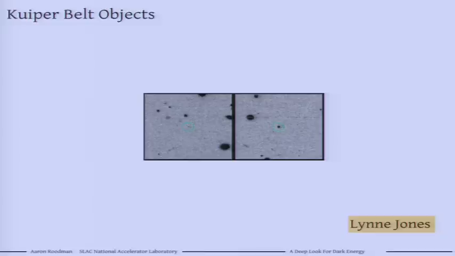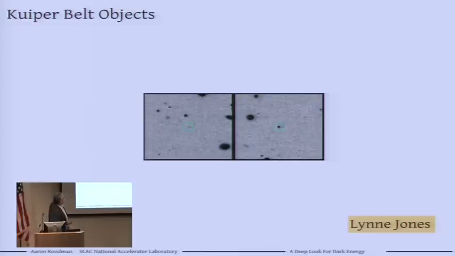Here's another type of object. So here are solar system objects. These are Kuiper belt objects. And so if you look at, I think these are two different ones, but this little dot you can see is moving across the sky. The stars are sort of set up to be fixed in the image, but you can see the moving object.